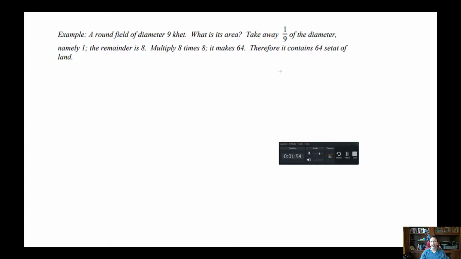This part is really fascinating. They essentially said, if there is a round field where the diameter is 9 ket, what is its area? Then they solved the problem: take away 1/9 of the diameter from the original diameter. If the original diameter was 9, 1/9 of 9 is 1, so they take 1 away. The remainder is 8. Then they multiply 8 by 8 and get 64. So the area according to them, for a diameter of 9, is 64.